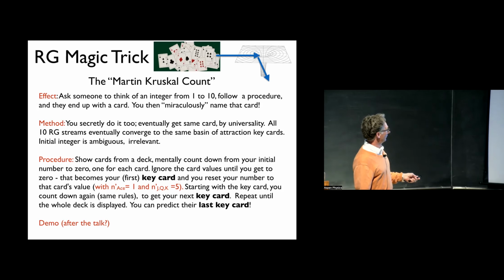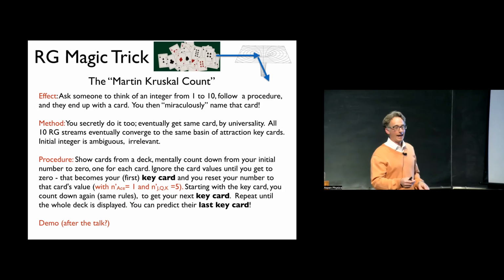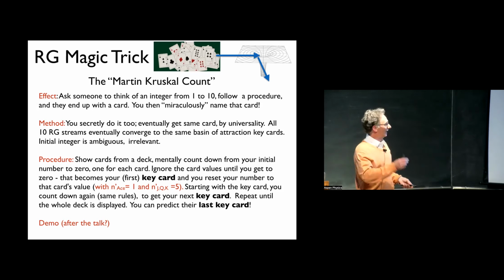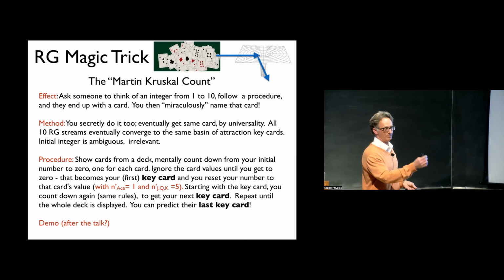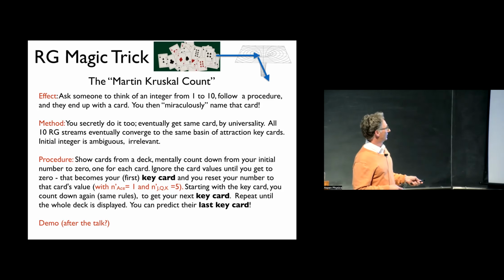The procedure of this Kruskal count is that you show cards from a deck and you tell the people to mentally count down. Every time I show a card, mentally count down from your number. So you'll ignore the cards as I'm showing the different cards, but counting down from your number until you get to 0. And then when you get to 0, that's going to be your key card. And when you see your first key card, you immediately reset your number to that card's value.